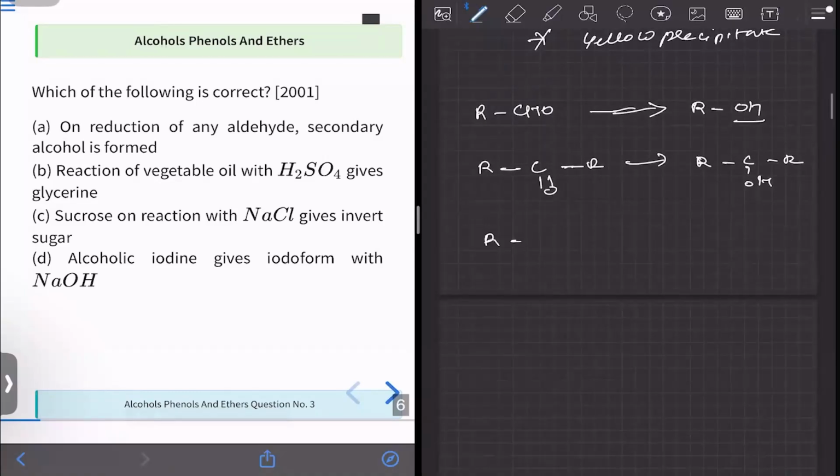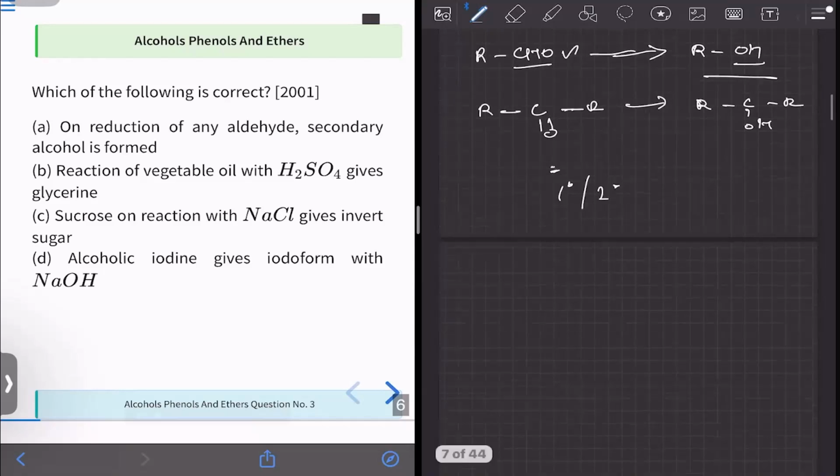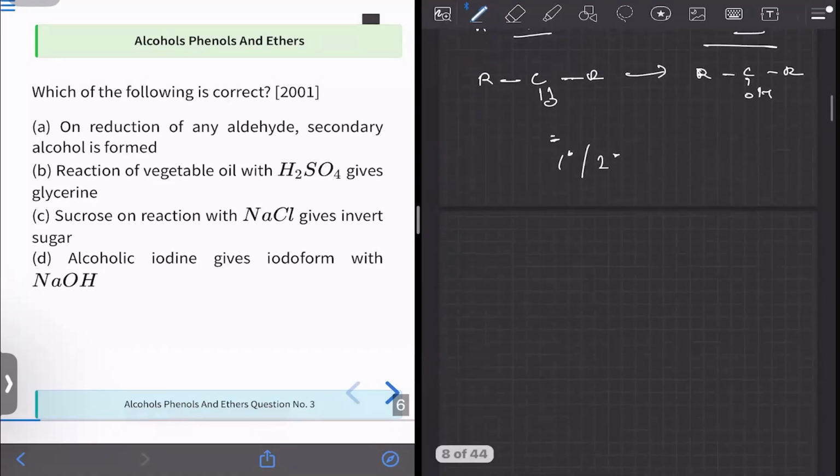In case of, for example, a tertiary alcohol, a tertiary aldehyde... see, where an aldehyde produces an alcohol on reduction, it may be either primary or secondary. So option A is wrong.